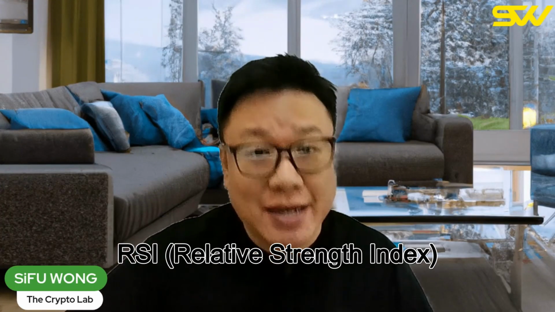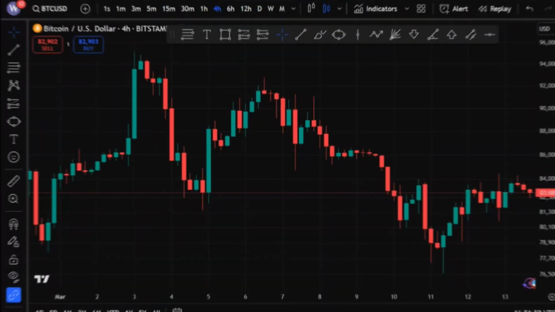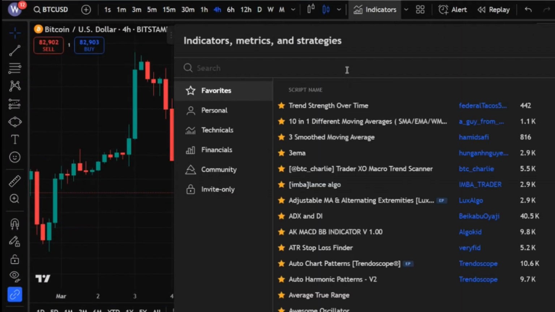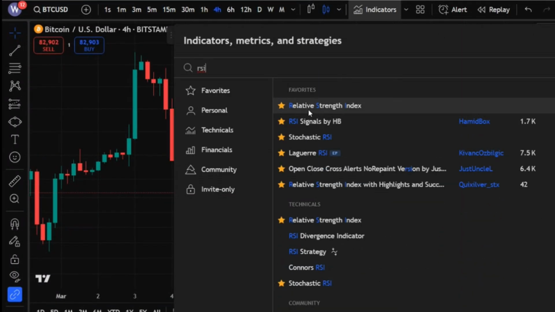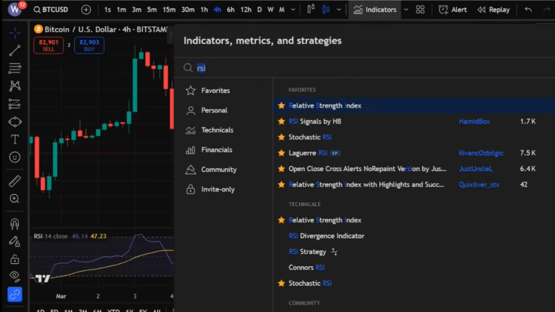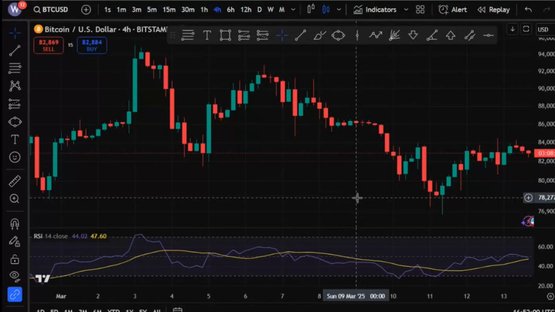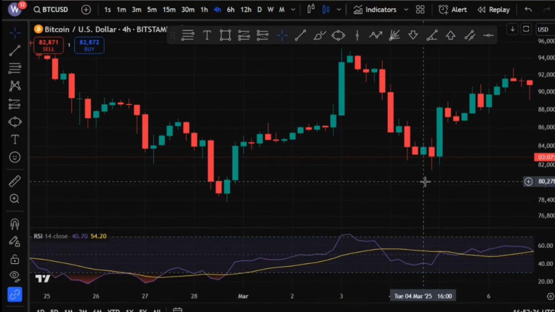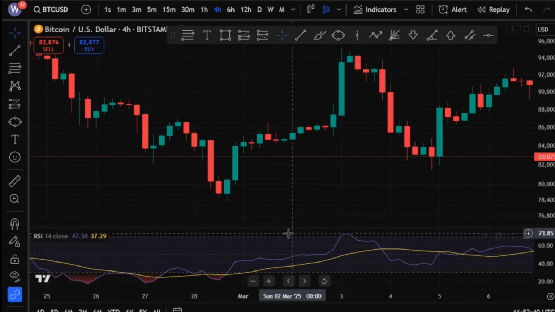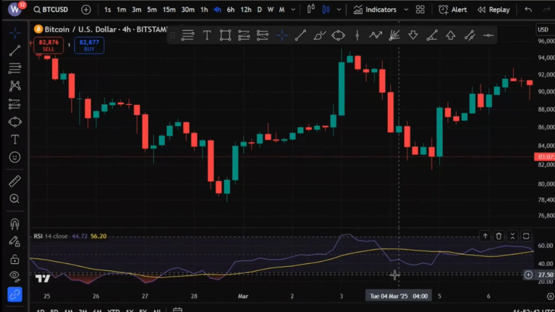How does it look? Let's head on to the chart again. First, as usual, head on to the indicators and type RSI. So this is the one, Relative Strength Index. Click onto that. You do not need any setting. Just use the default settings. What you need to watch out for on this RSI indicator is basically this dotted line here and also the bottom dotted line.